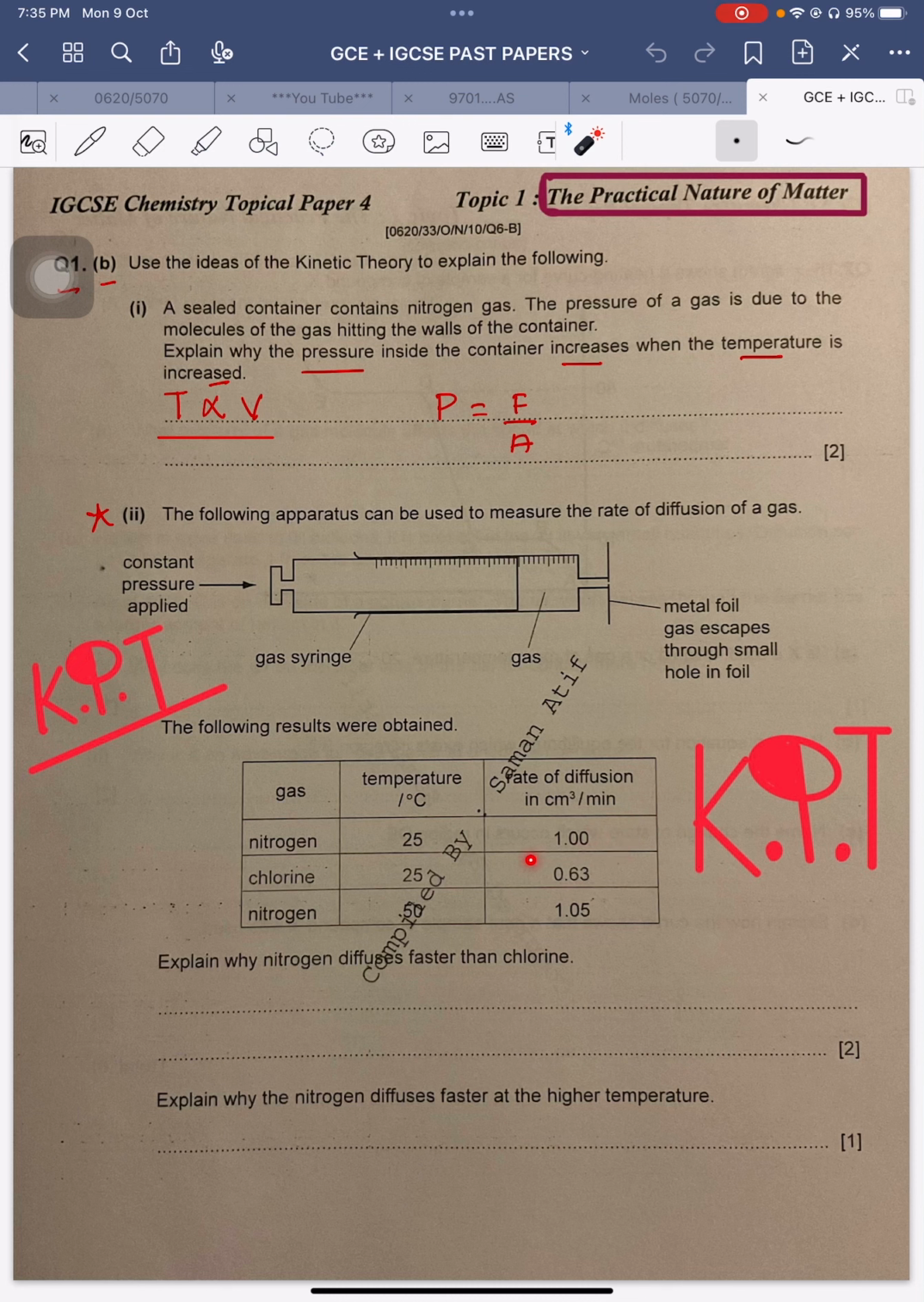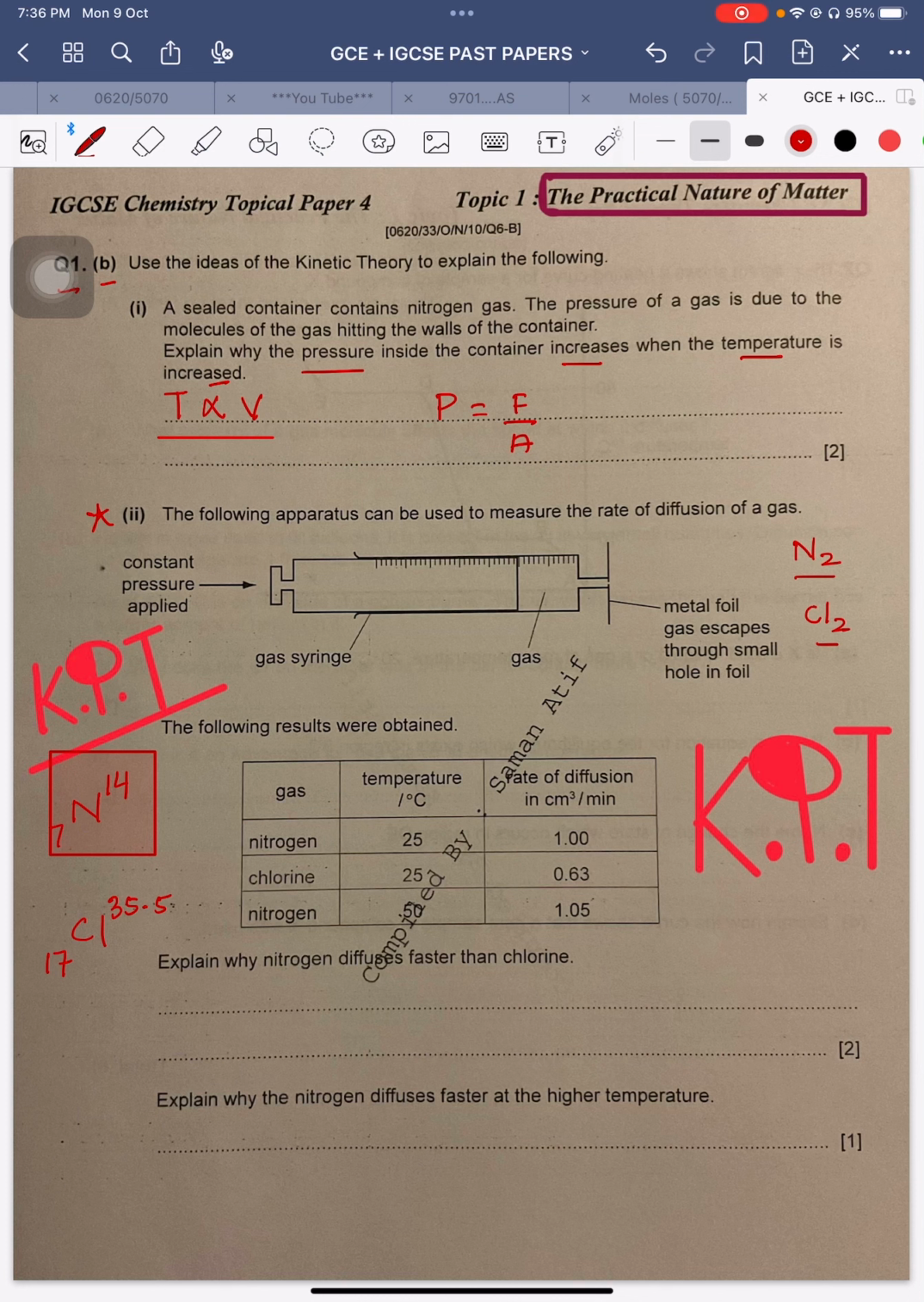It is observed that the same temperature was applied for nitrogen and chlorine, but chlorine diffuses much less as compared to nitrogen. If you look at the symbol of nitrogen in the periodic table, it is written like this, 7 and 14, whereas chlorine is written like this, 17 and 35.5. Nitrogen has a mass of 14, whereas chlorine has a mass of 35.5. The formula of nitrogen is N2, whereas the formula of chlorine is Cl2.